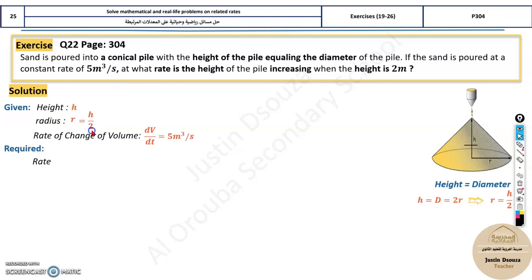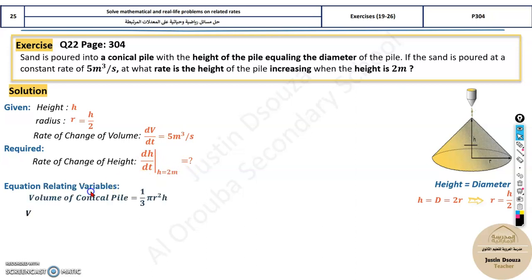Height h, radius is h by 2, which we just saw. Why? Because h is the diameter. Now dV by dt, the change in the volume, that means the constant rate of pouring, right? The change in the volume is 5 meter cube per second. It's increasing by 5 meter cube per second. We need to find the rate of change of height, dh by dt, at the height of 2 meters. We just don't want the value in general.